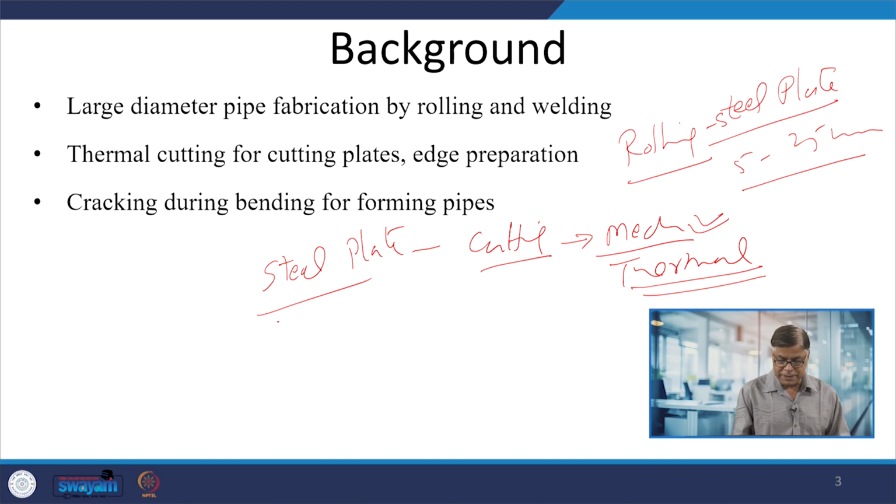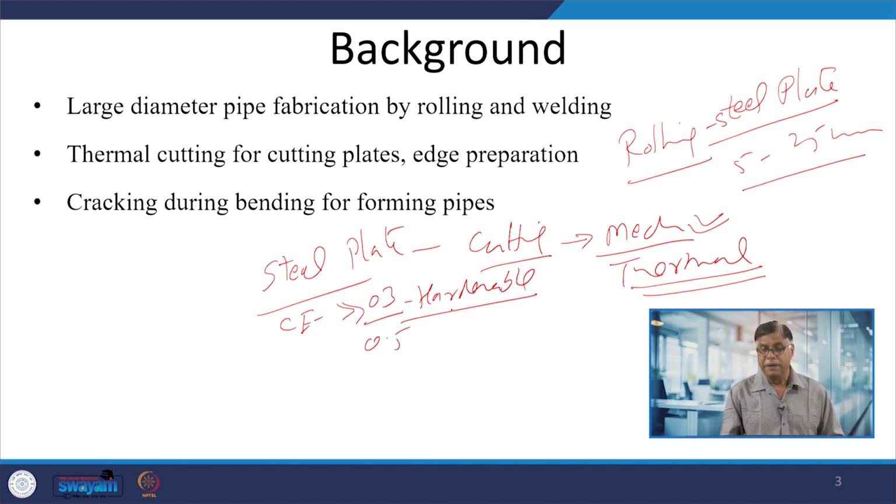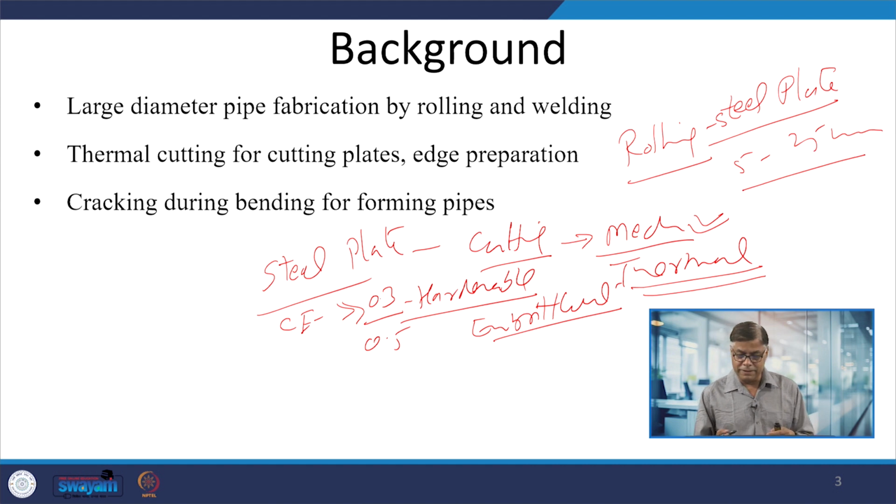If the steel plates are of high carbon equivalent, say greater than 0.3, this will make the steel a little hardenable. If it is 0.5 or more, it will be very hardenable. So, on thermal cutting these hardenable steels will show a lot of increase in hardness, and reduction in ductility and toughness, which we can say is embrittlement. So, steel gets embrittled when thermal cutting methods are used, especially in high hardenability steels or high carbon equivalent steels.